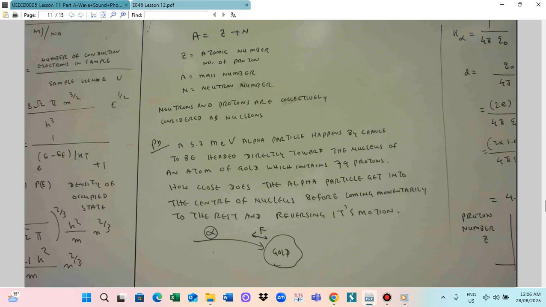In this case, we have to calculate the energy. K is a constant that can be calculated. For the alpha particle, the formula is 1 by 4 pi epsilon naught times Q alpha times Q gold divided by d. So the distance d can also be calculated. The point is d equals Q alpha times Q gold divided by 4 pi epsilon naught times K alpha. So Q alpha we can calculate.